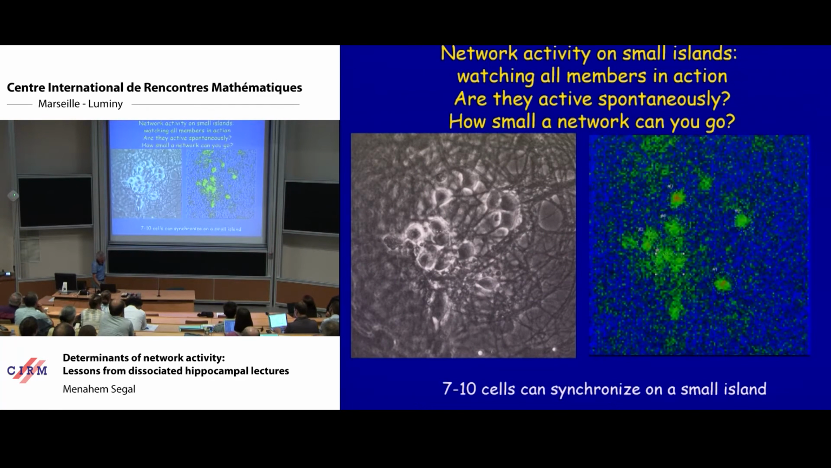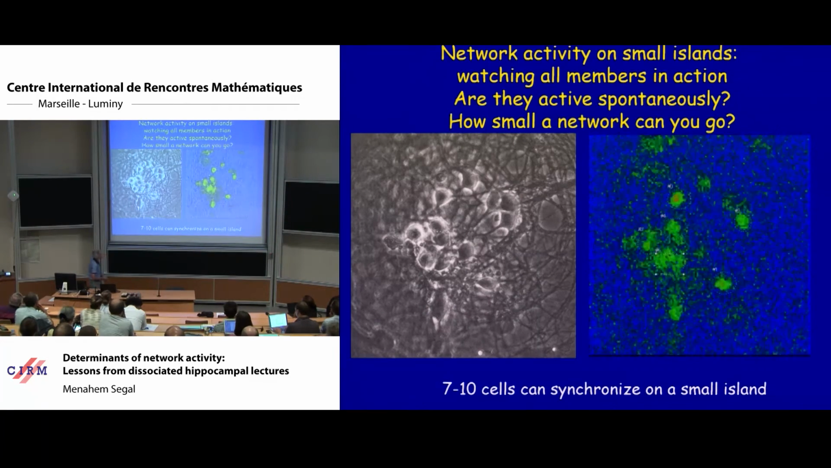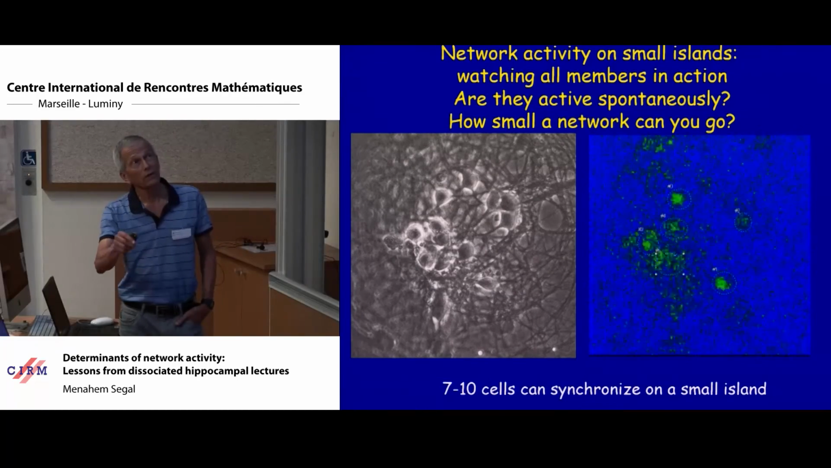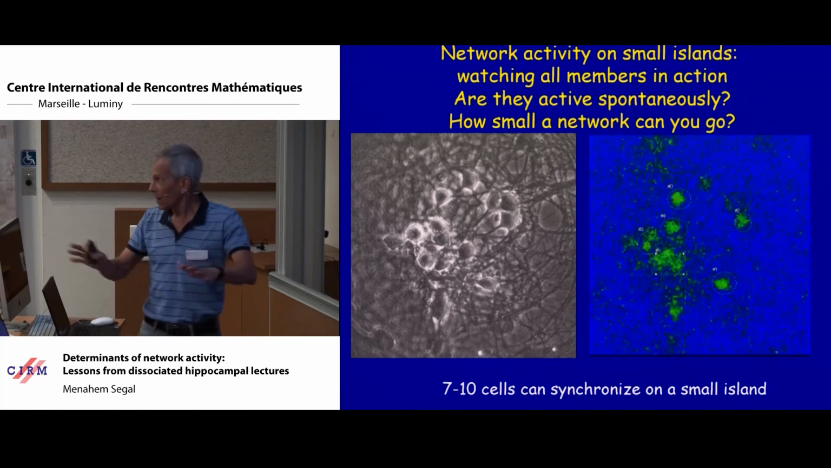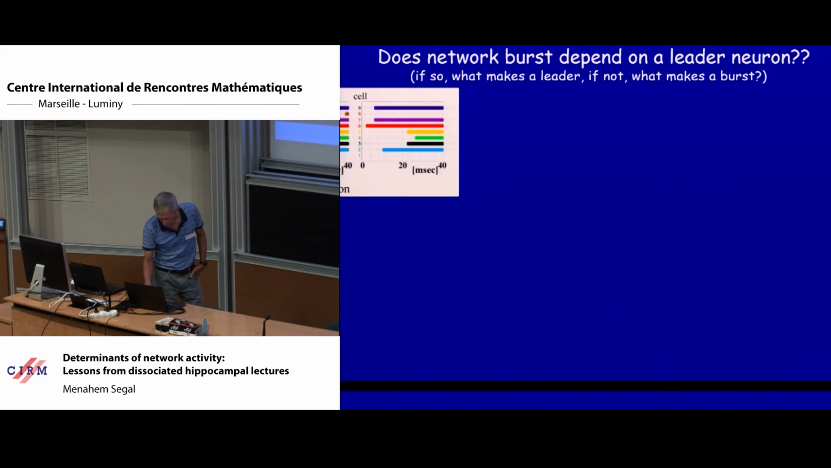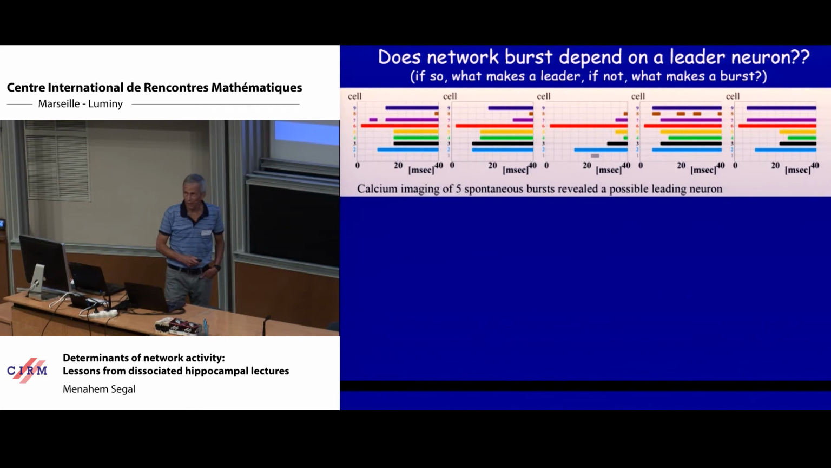We go on. We have another 10 minutes, that's okay. Again, we look at one of these culture, island culture, 7 to 10 cells can synchronize. We can record all of them. They are totally disconnected from other cells in other islands. And we can ask our critical question. When we have this spontaneous network activity, is there a leader?